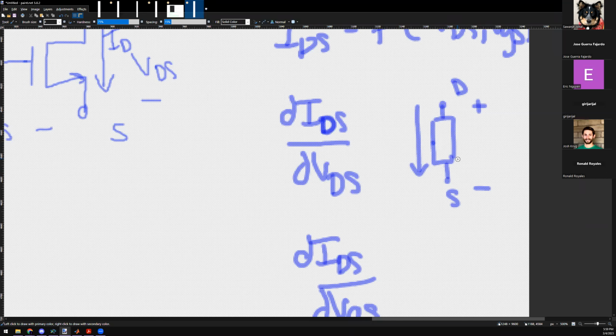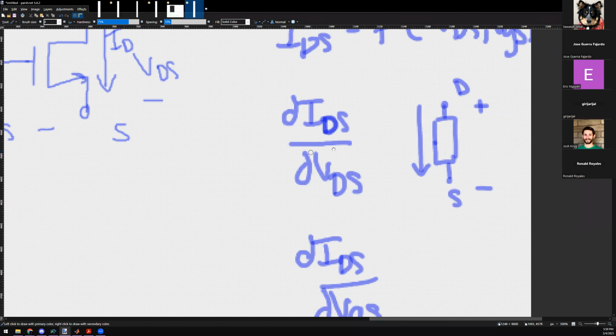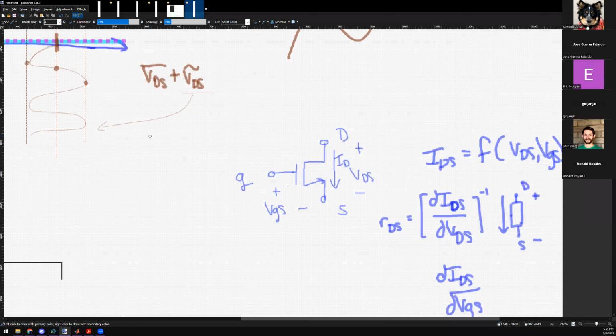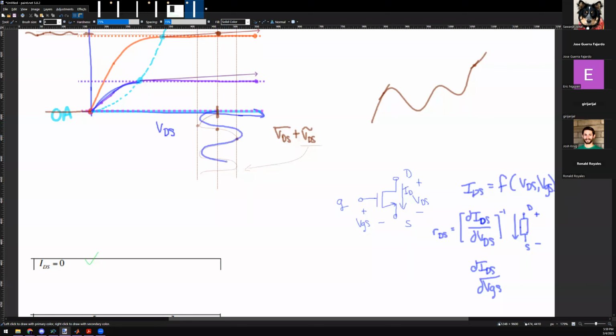A load. A resistor. Now, unfortunately, it doesn't have units of resistance. So let's say I invert this, and now I have an RDS term, right? I use a lowercase r because I assume locally a small signal, a perturbation, is applied.